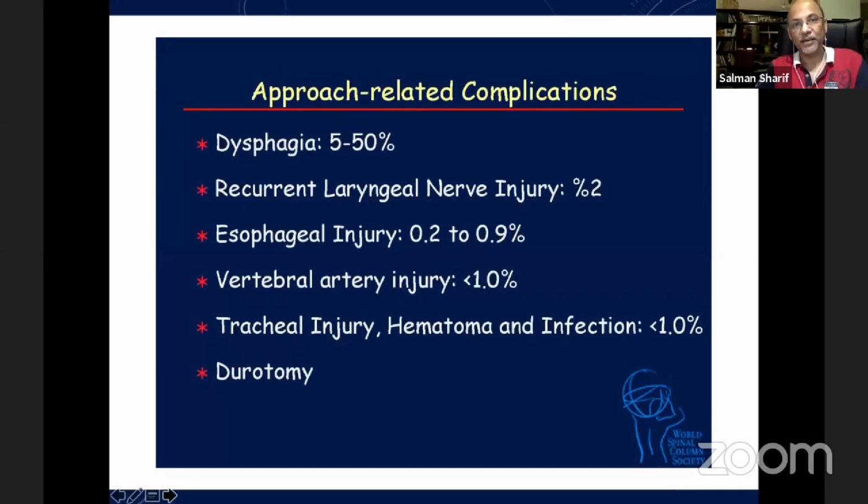Approach-related dysphagia, recurrent laryngeal nerve injury, esophageal injury are very rare nowadays. Vertebral artery injury, I haven't seen, hopefully I'll never see it. Tracheal injury, hematoma, and infections are there. Durotomy you can cause, but generally it doesn't cause much problem.